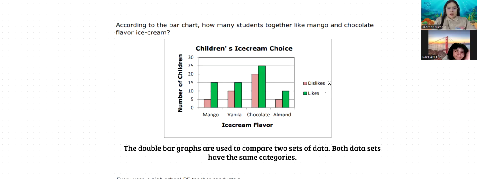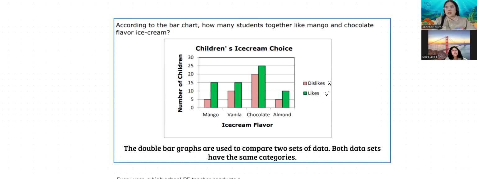This one is what we call the vertical axis. This graph shows the number of children, with a range of 5. So we have 0, 5, 10, 15, 20, 25, and then 30. Our colored vertical bars represent the likes and dislikes of different flavors of ice cream. The horizontal line represents the flavor of our ice cream, namely the mango, vanilla, chocolate, and also the almonds.